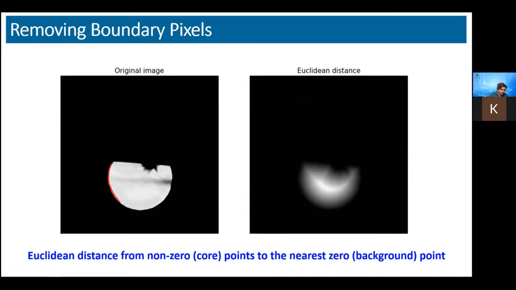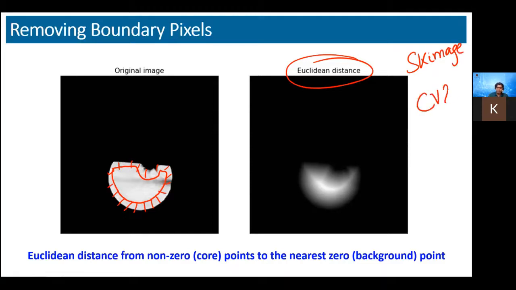To remove the pixels from the boundary, you need to apply a filter that can remove this outer edge. In our case, we used a filter based on Euclidean distance. We have not developed the filter. We are using an inbuilt filter that you can find in a lot of different image analysis packages. We used scikit-image and CV2 for this work.